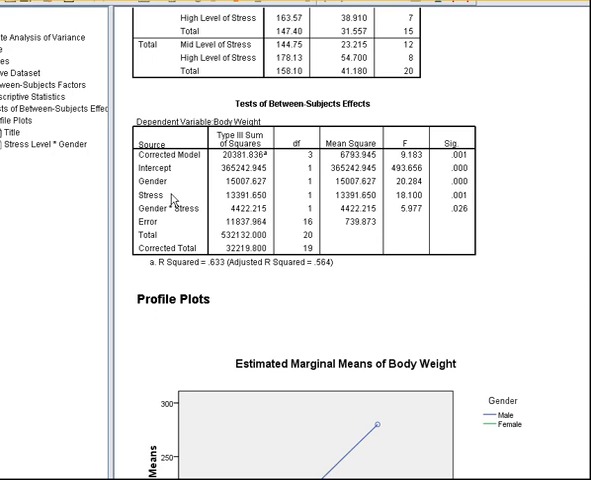For the difference between mid-level and high-level stress people in terms of their weight, it appears to be statistically significant. The probability of this happening due to sampling error, if the null hypothesis is true, is 1 in 1,000. And finally, there also was an interaction between gender and stress. Again, the probability of this result happening due to chance, if the null hypothesis were true, is 0.026.